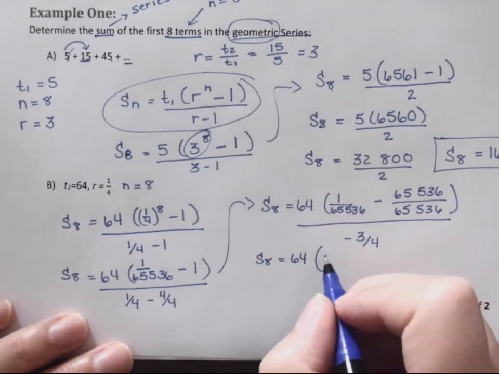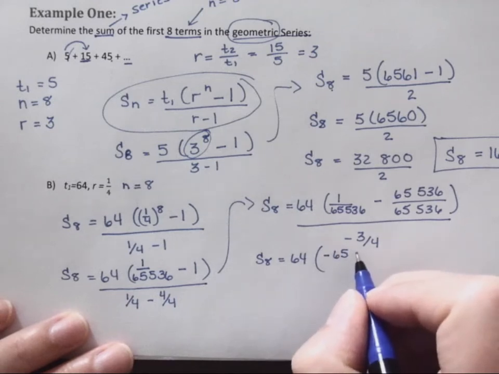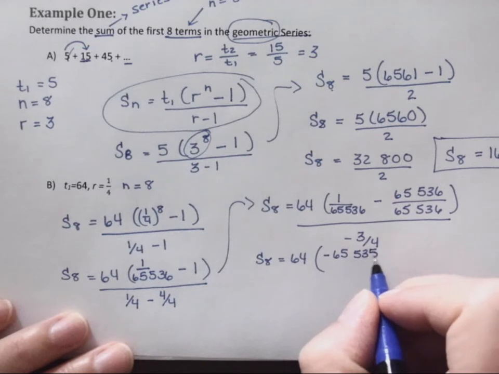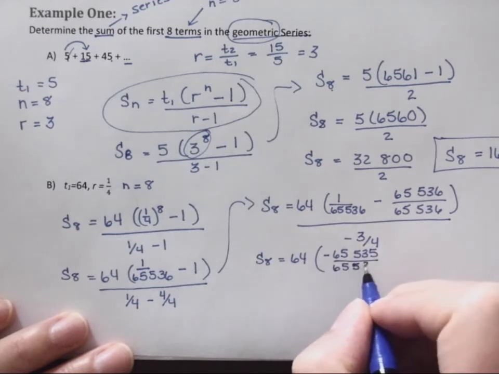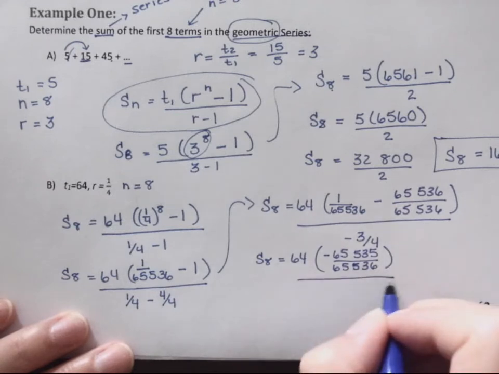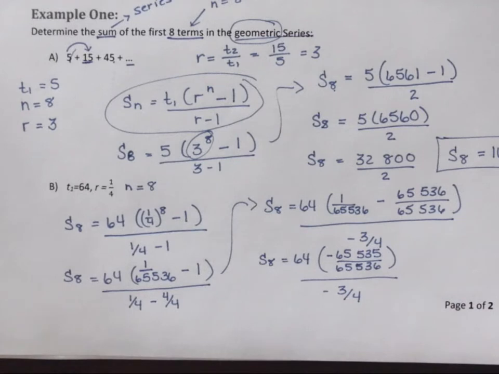So this is going to be negative 65,535 over 65,536 divided by negative 3/4. Oh my goodness, that's intense. Those are some big numbers, but it's not that big of a deal. We know how we multiply fractions, like saying 64 over 1. So straight across the top, straight across the bottom.